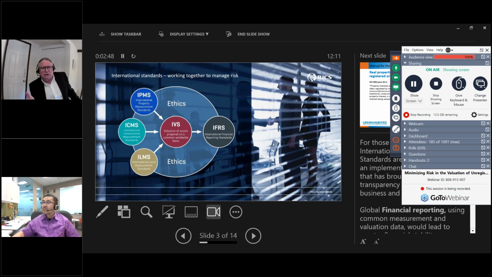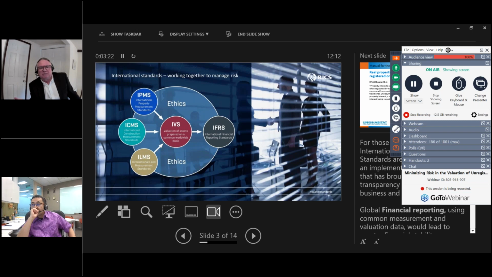But also underpinning the valuation process, we have international property measurement standards. Properties are measured differently globally, and what the international property measurement standards do is try to bring a consistent approach to the measurement of buildings, which then allows the data and the information to flow more freely and easily through the other international standards. Because that's what international standards do.